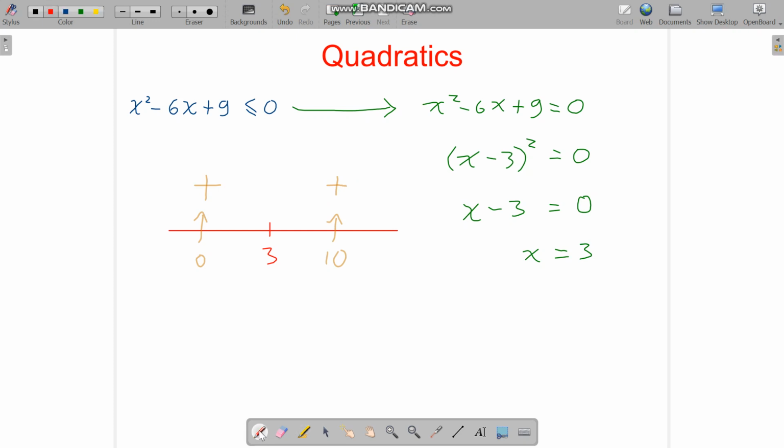Now we're looking for negative, smaller than 0, and there is no negative here, so we cannot use any of the intervals. But since we have an equal sign, we can include the critical point. So the answer here is just x equals 3. We have only one single solution.